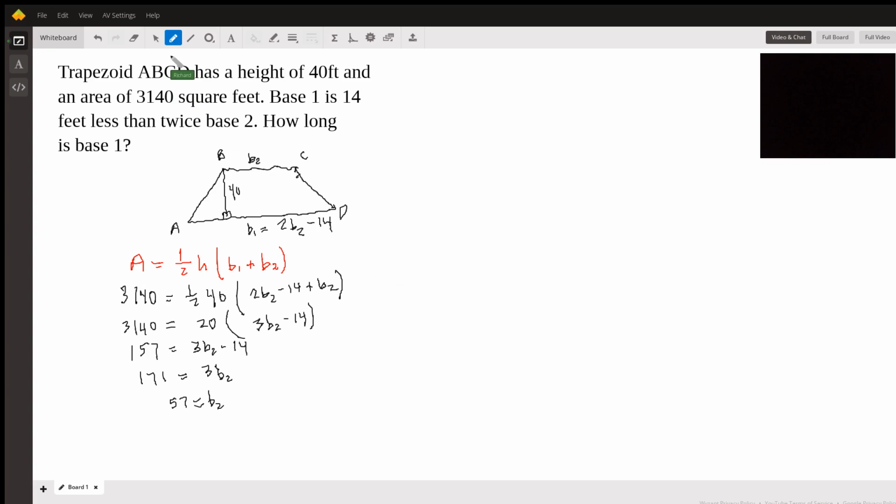Instead of drawing a line, I'll just change colors and finish it off in green. So B1 is equal to 2B2 minus 14. So B1 is equal to 2 times 57 minus 14. So B1 is 100. When you put that in your calculator, you'll see that that's 100, and that's our answer.